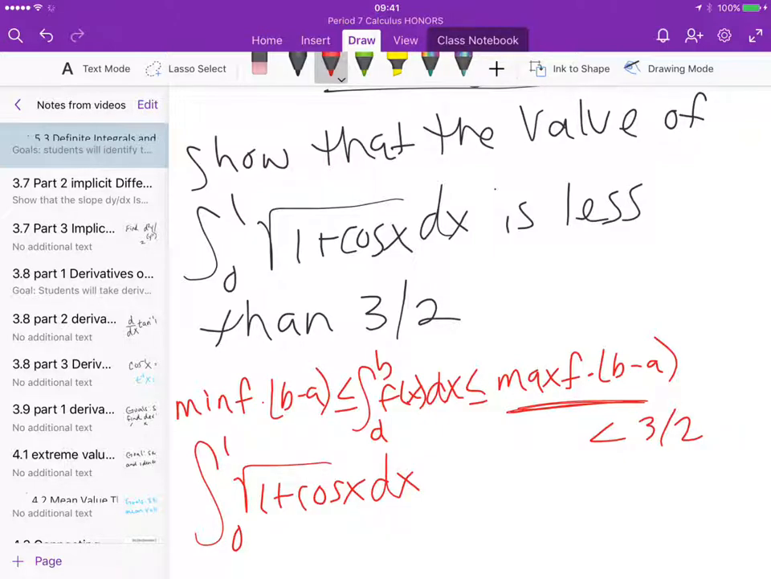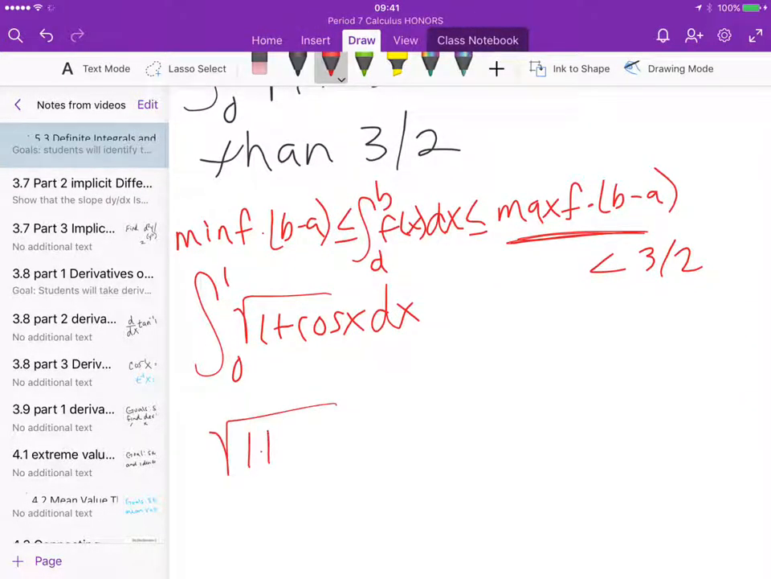Okay, well, let's say, for instance, I throw in 0. Well, we're talking about the function here, not the integral. I'm talking about the function, the square root of 1 plus cosine of x. And let's say I use 1 as my first value here, all right? So the square root of 1 plus cosine of 1, or our other option is the square root of 1 plus cosine of 0.